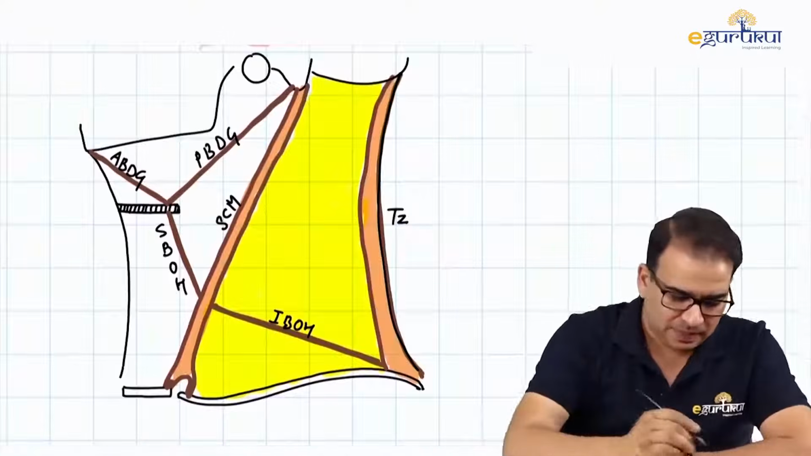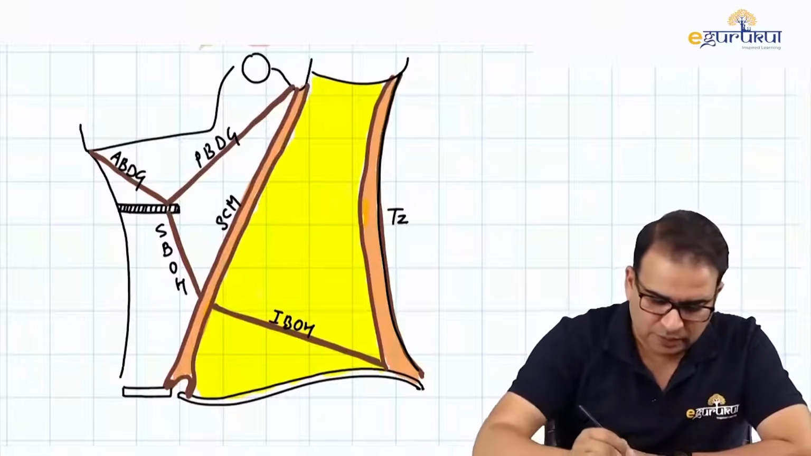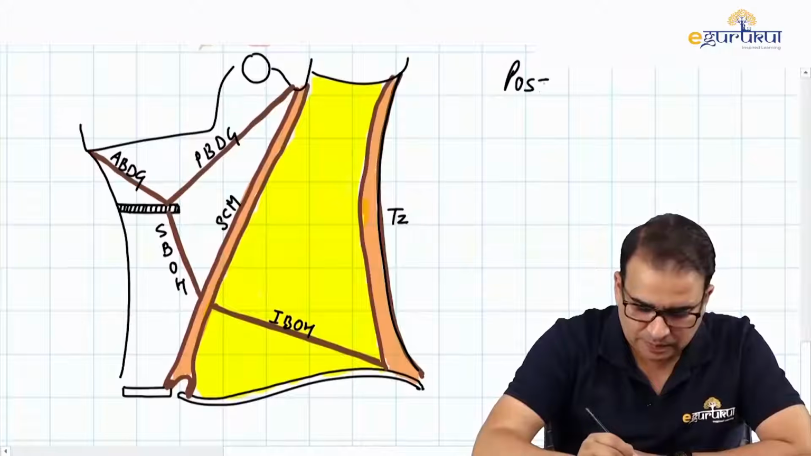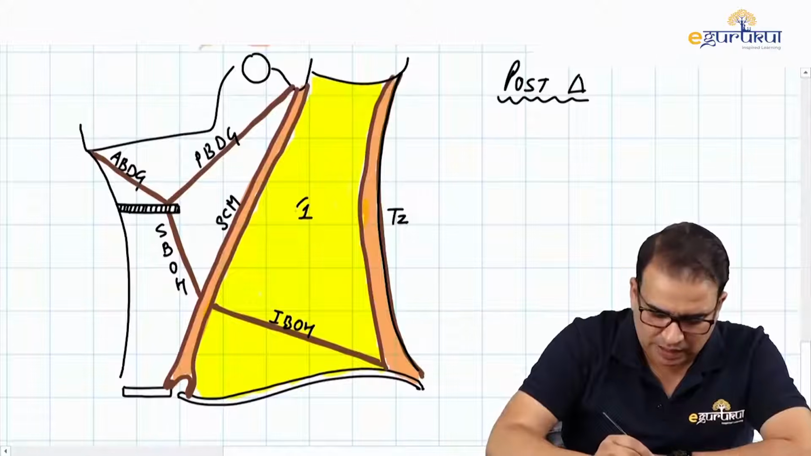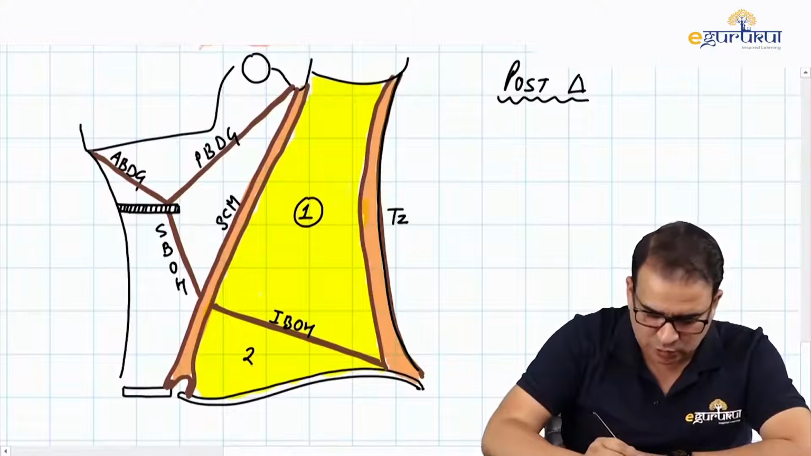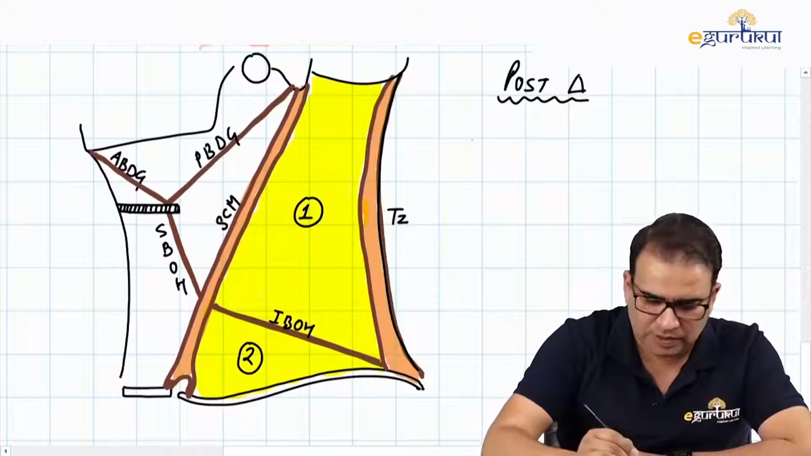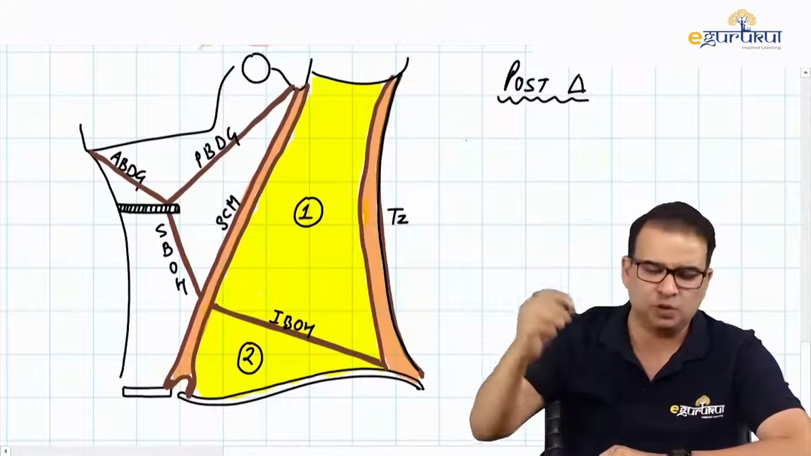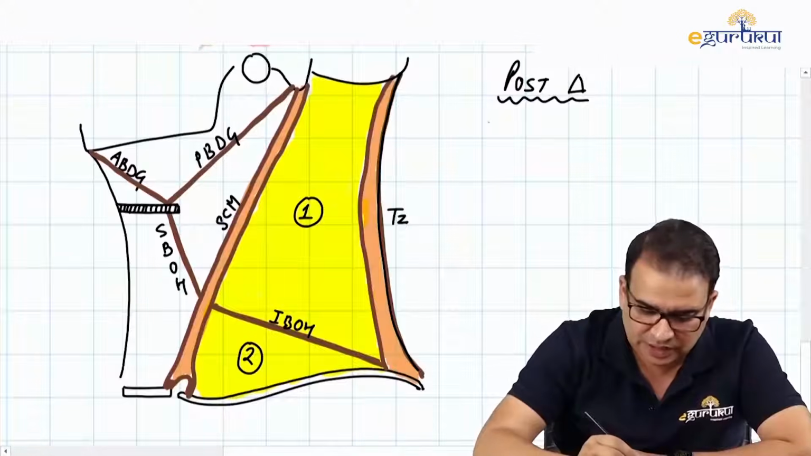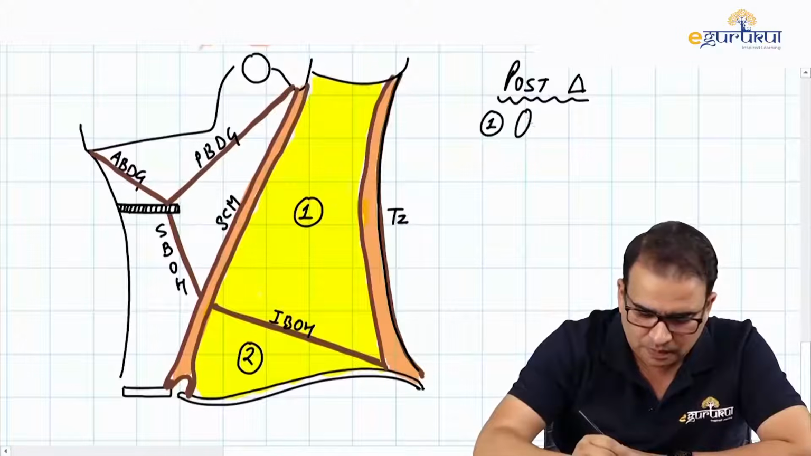Let's name them. So first, posterior triangle. Posterior triangle, guys, if I give it number 1 and number 2. So there are two triangles that you're looking at here, number 1 and number 2. Number 1 triangle, if you see this triangle here, it is in relation to the occipital bone. It is present behind, so we simply call it occipital triangle. This is called as the occipital triangle.